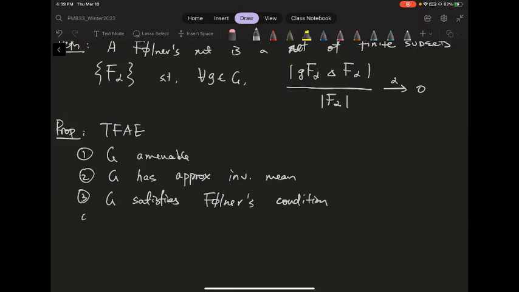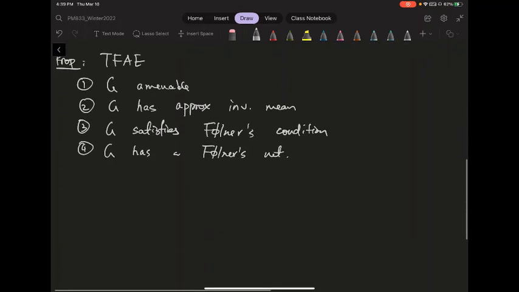And lastly, I have G has a Følner net. Okay, so G has a Følner net. It turns out all of these four are going to be equivalent. I am going to divide this proof into several videos. So in this first one, let's just prove one implies two.